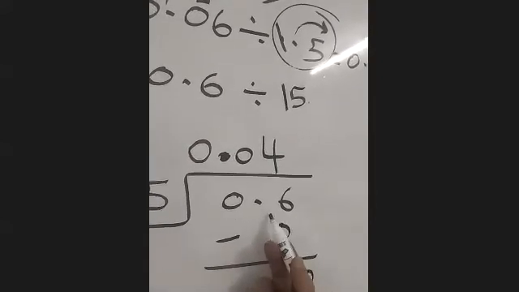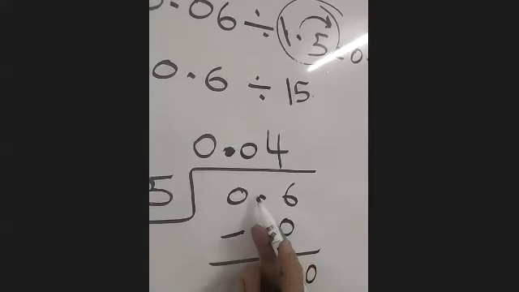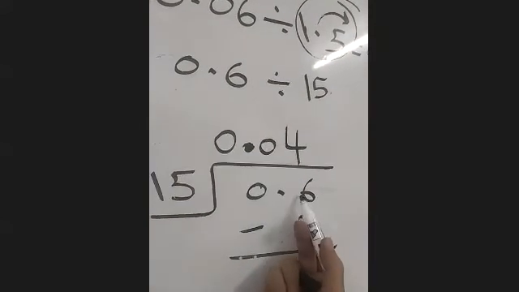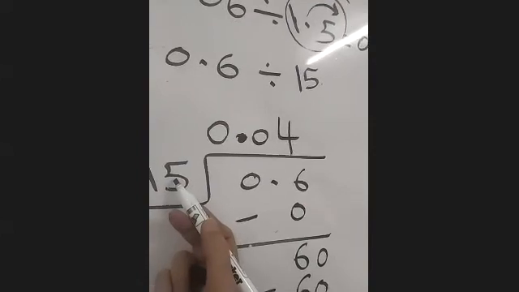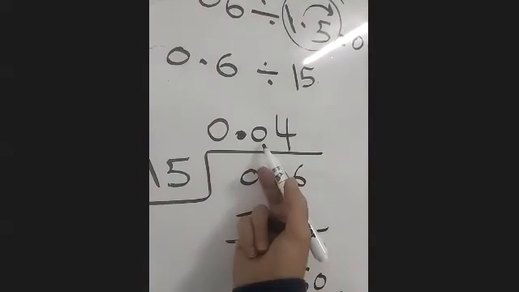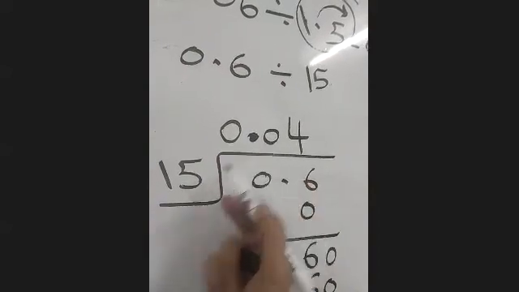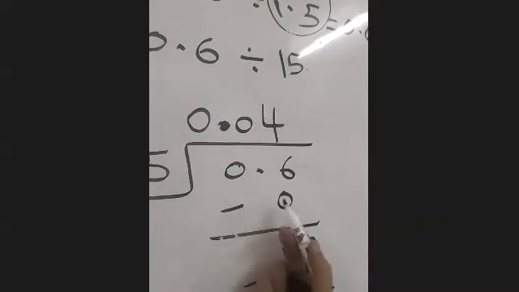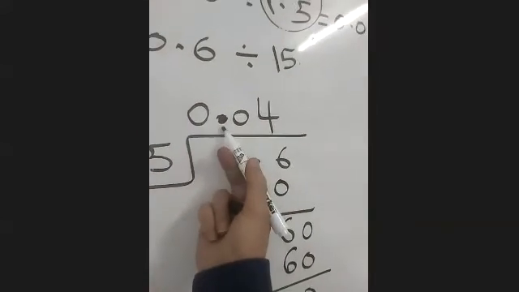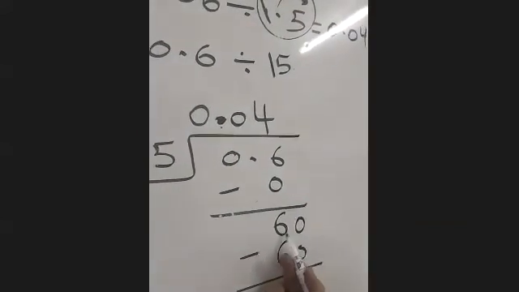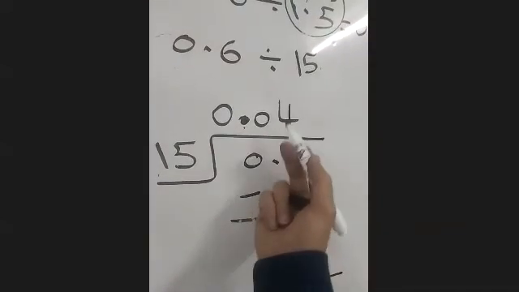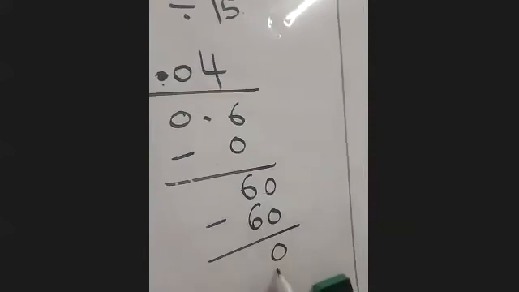We will take the 6, but we have a decimal on our way, so I put it up, right? Now, can the 6 divide by 15? No. So we put 0 in the quotient. 0 by 15, 0. 6 minus 0 is 6. But because we have a decimal, as we said yesterday, we can add 0 beside the remainder. 60 divided by 15 gives 4. 4 by 15, 60. Subtract, 0.